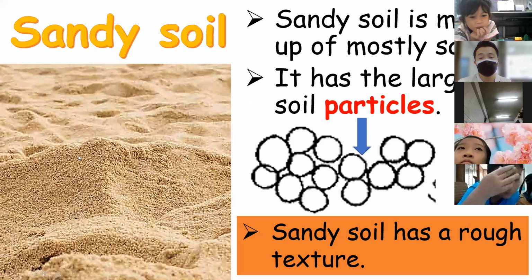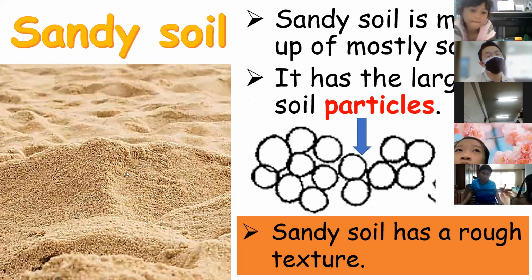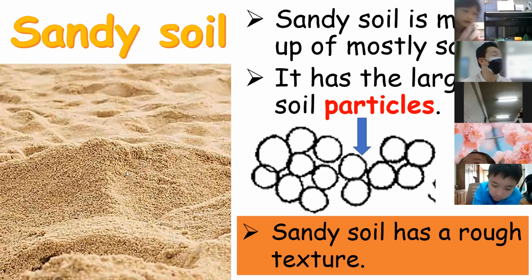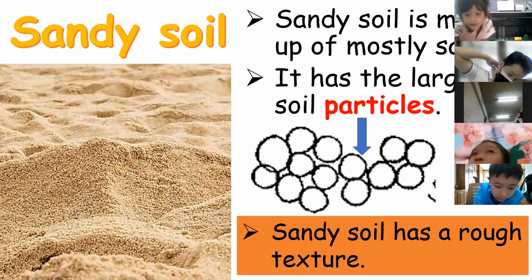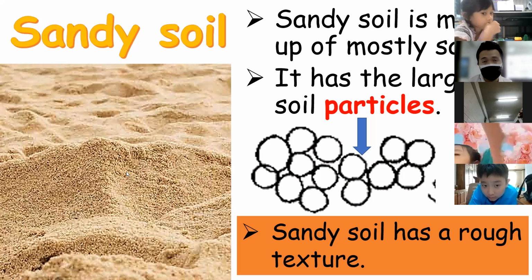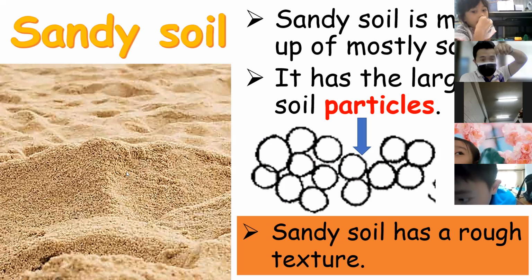Sandy soil is made up of mostly sand, and it has the largest soil particles. So if you pour water in it, all of the water will get out from the sandy soil, because sandy soil has big or largest particles.